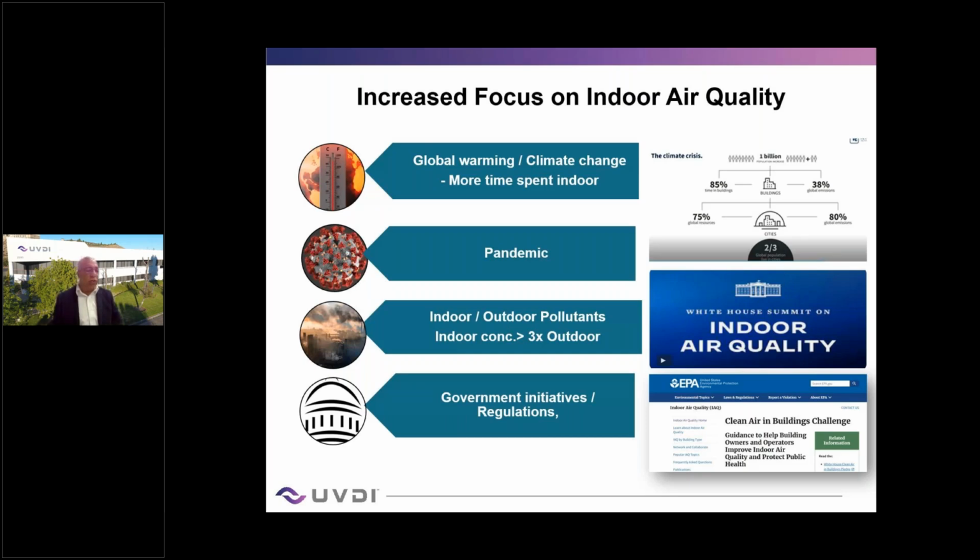And then, fortunately, the government is taking an active role in this initiative, and over the past 3 years there have been numerous activities by the government. I think it started with the White House Summit on Indoor Air Quality 2 years ago. That kind of kicked things off. The Clean Air Buildings Challenge, all that has really impelled and increased the focus on indoor air quality across the board.